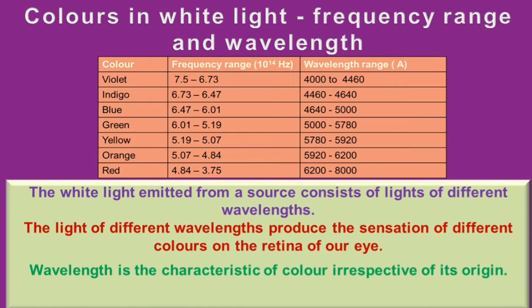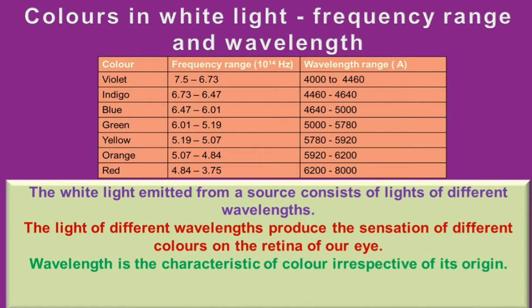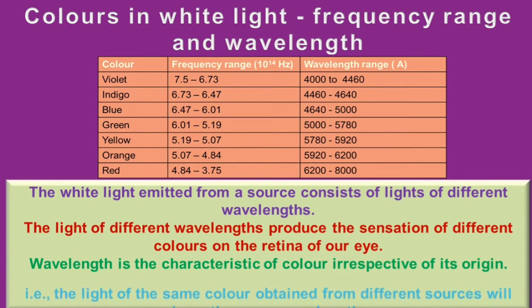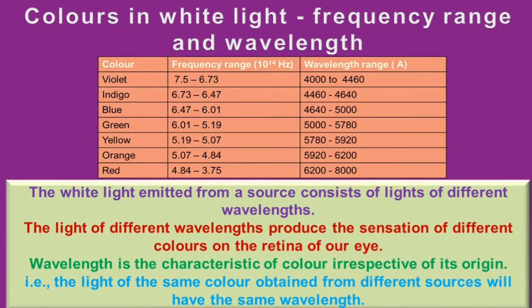Wavelength is the characteristic of color, irrespective of its origin. That is, the light of the same color, obtained from different sources, will have the same wavelength.